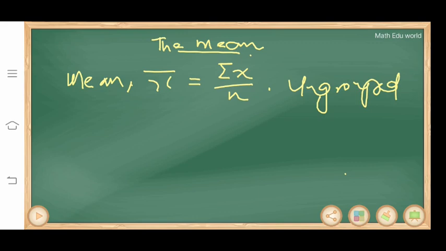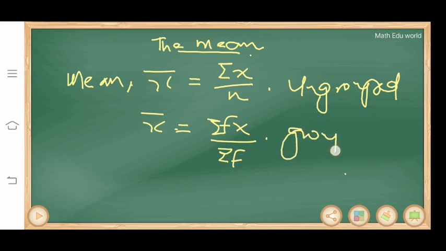And in case of grouped data with frequency, the mean x bar can be calculated as sigma fx divided by sigma f for grouped data. Okay, when we think about mean or arithmetic mean, one of the concepts which is very important for AS level is the mean of coded data.